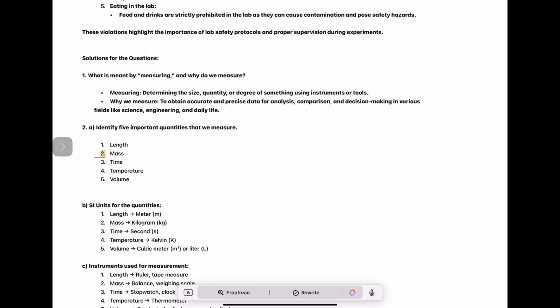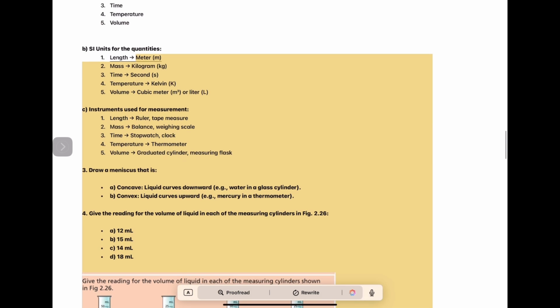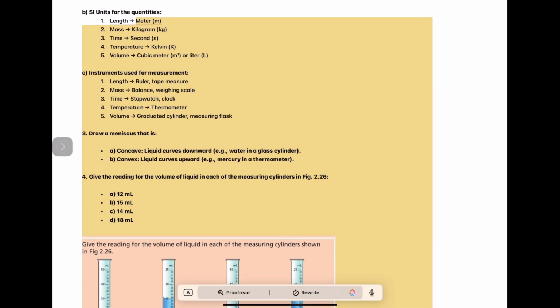2. Identify 5 important quantities that we measure. 1. Length. 2. Mass. 3. Time. 4. Temperature. 5. Volume. B. SI units for the quantities. 1. Length: meter, m. 2. Mass: kilogram, kg. 3. Time: second, s. 4. Temperature: Kelvin, K. 5. Volume: cubic meter, m^3, or liter, L.